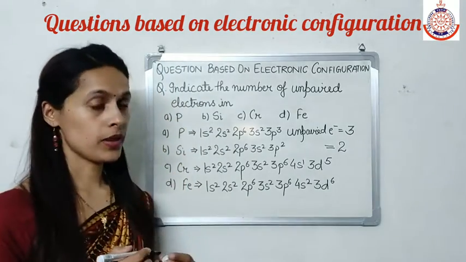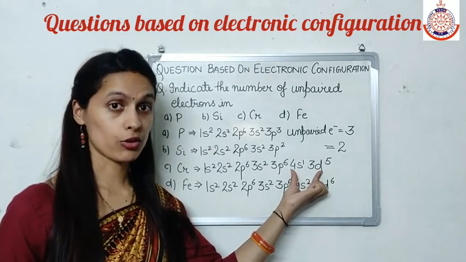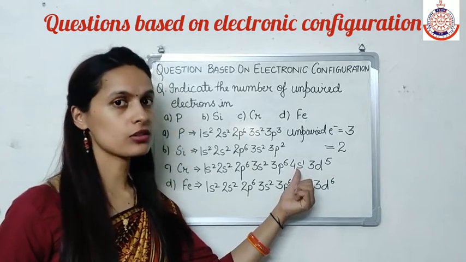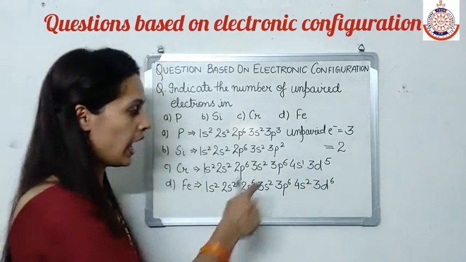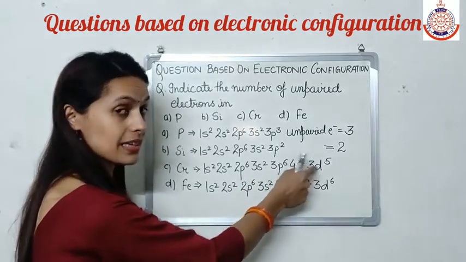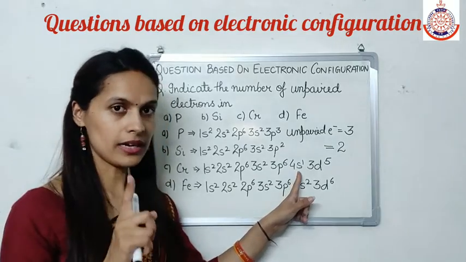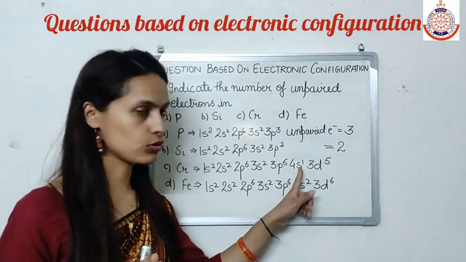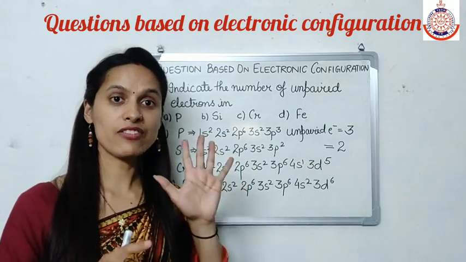In chromium, now we have to see the last two orbitals, because 4s is singly filled and 3d5 is also not fully filled. Except these two, all are fully filled. In this, one orbital is there and one electron is there, so 1. In this, 5 orbitals are there and 5 electrons.